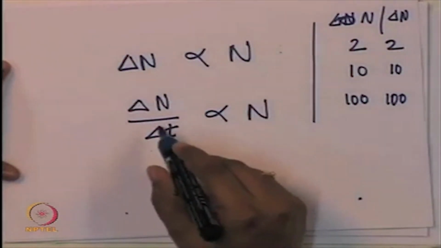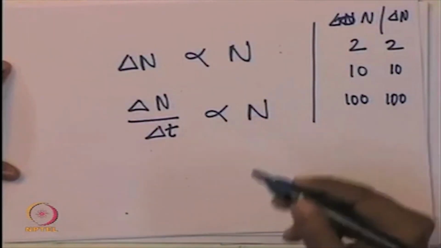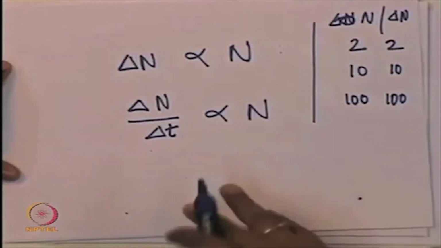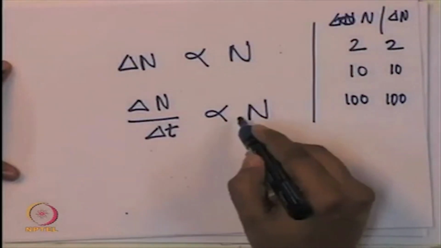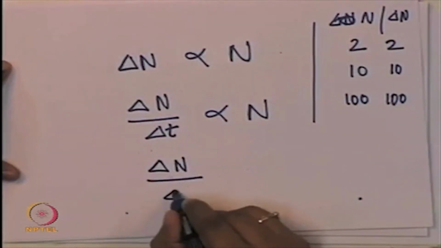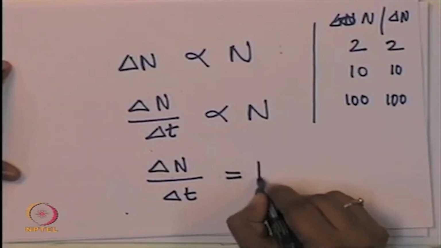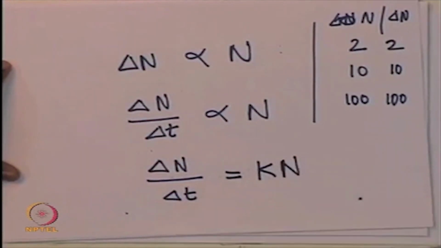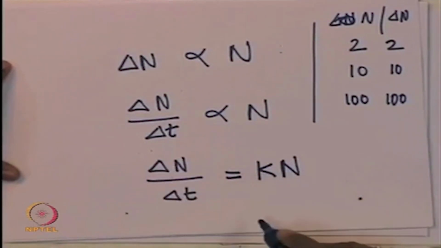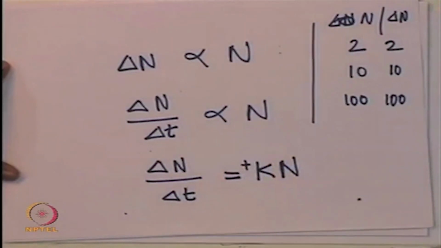In 20 minutes, in a given time delta t, they increase proportionally to n. If there are more of them, they will increase more. So, this proportionality constant can be anything that is proportional in mathematics, and can be changed to equal to by adding a constant k. So, you can write delta n by delta t is k n. Now, you have to say this is a plus sign here, because this is an increase.